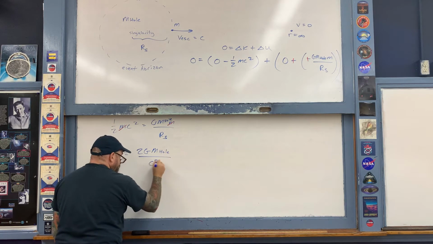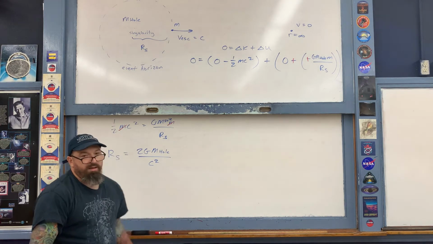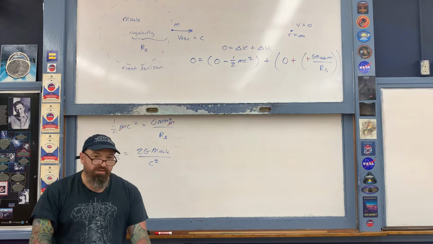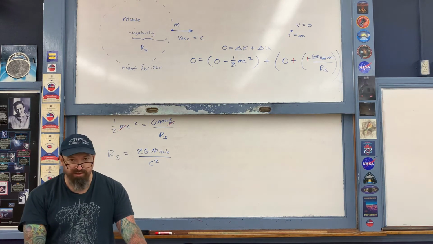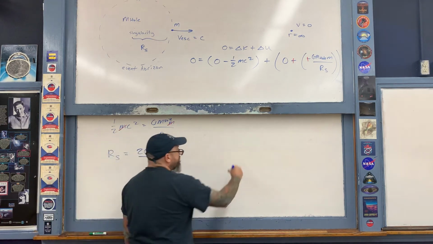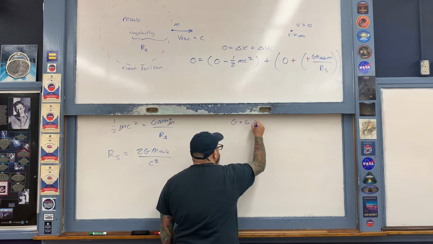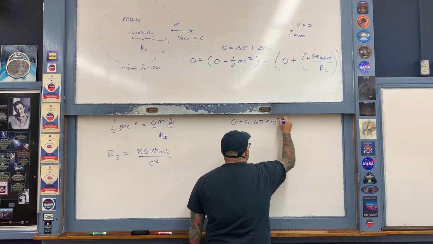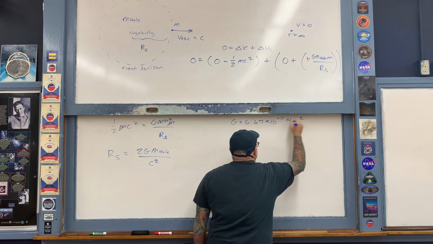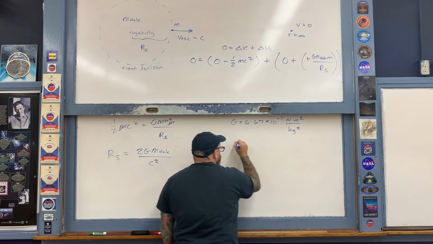Like so, and then divided by c squared. Okay, now let's go ahead and calculate what this is for a couple of simple scenarios or situations. First of all, we have our numbers. Capital G, of course, is as follows. And then the speed of light c is also a fundamental constant.